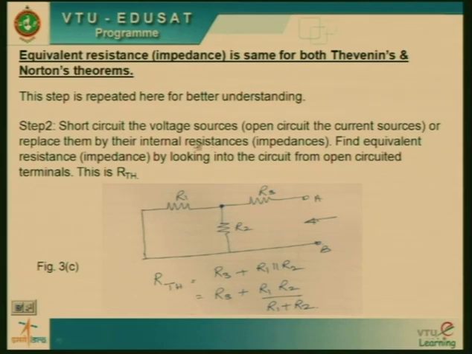Next, the equivalent resistance is the same for both Thevenin's and Norton's theorems, as I have already mentioned. Equivalent resistance or impedance is the same for both the theorems. This step is repeated here for better understanding. Once again, short circuit the voltage source or open circuit the current source, replace them by their internal resistances. Find the equivalent resistance by looking into the circuit from the open circuited terminal. This is R Thevenin. This part I have already explained.